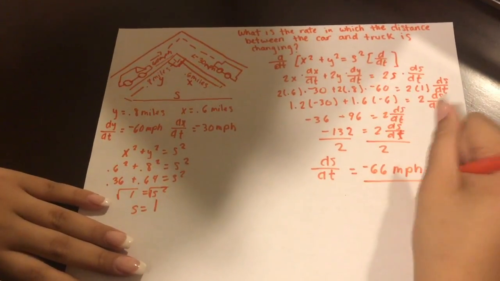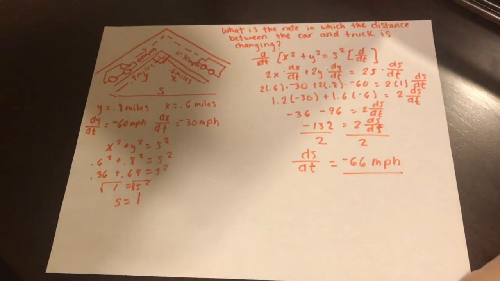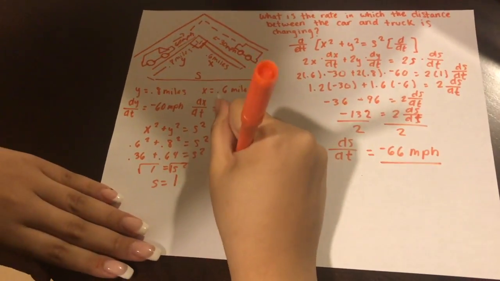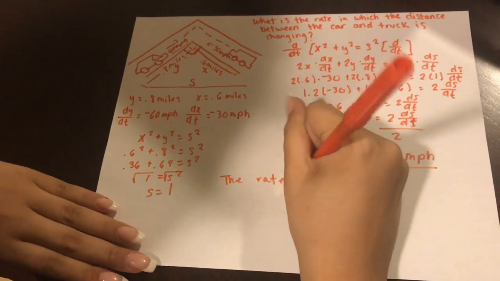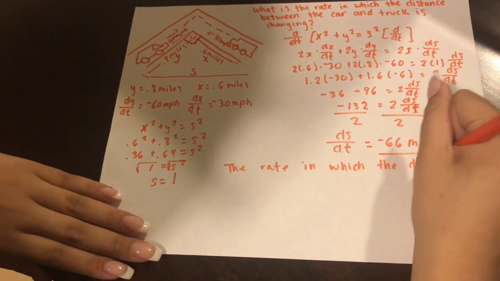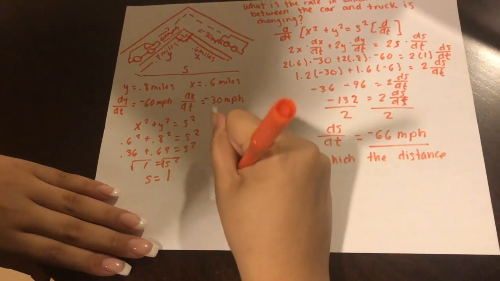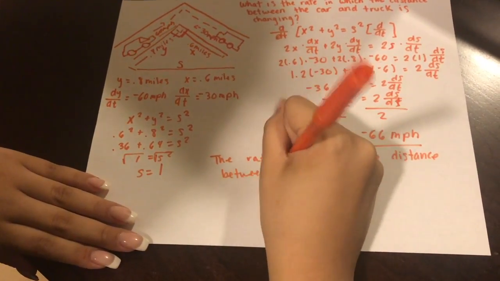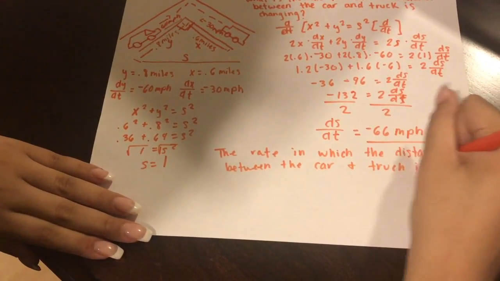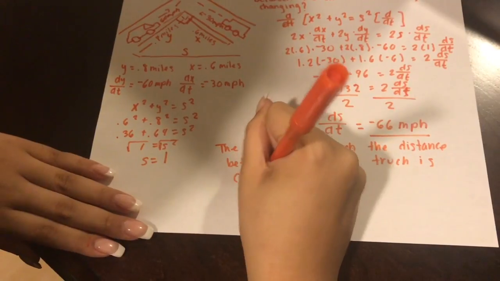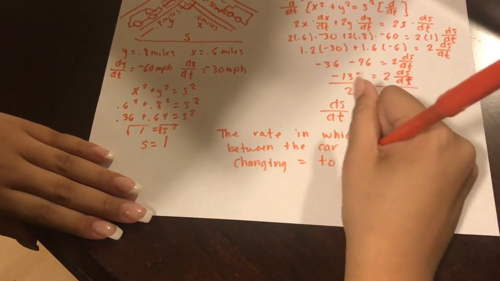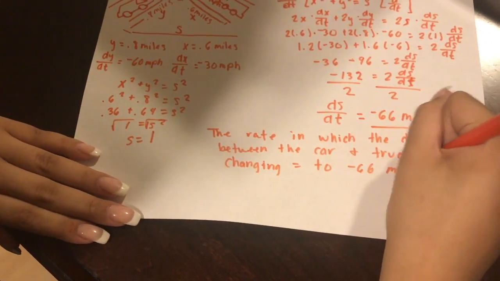And again, we got a negative number because the distance between the car and the truck is decreasing. So the rate in which the distance between the car and truck is changing equals negative 66 miles per hour.